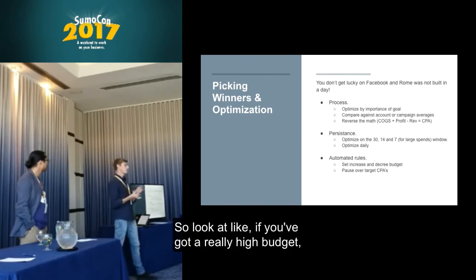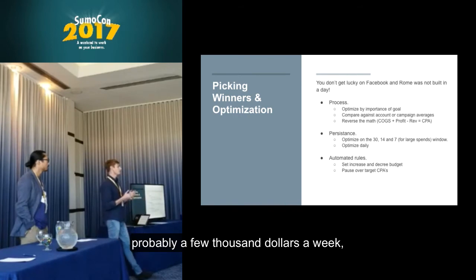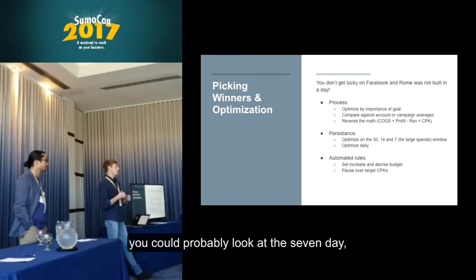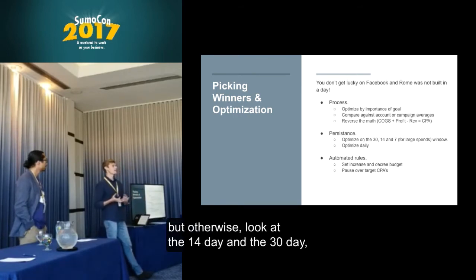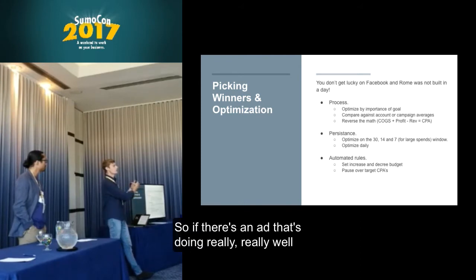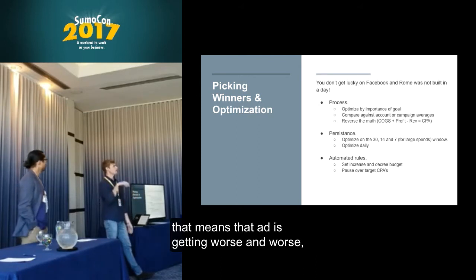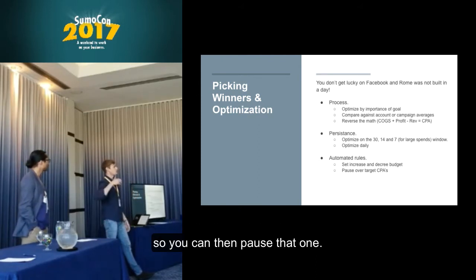So if you've got a really high media spend, like probably $50,000 a week, you could probably look at the 7-day. But otherwise look at the 14-day and the 30-day and look for trends. So if there's an ad that's doing really, really well on the 30-day, but not so good on the 14 and even worse on the 7, that means that ad is getting worse and worse, so you can then pause that one.